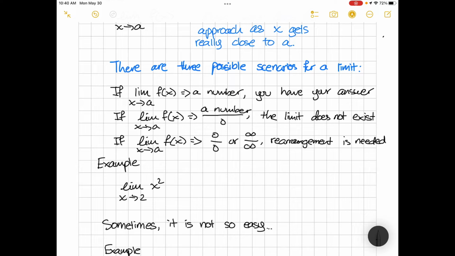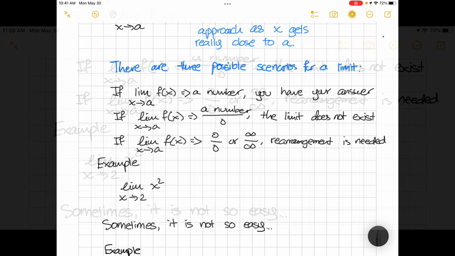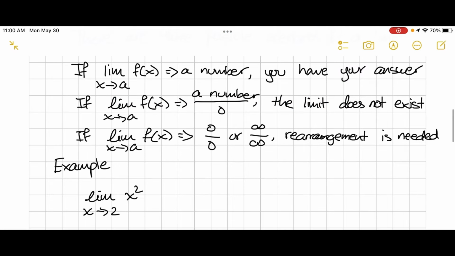And then third scenario, if the limit as x approaches a of f of x gives 0 over 0 or infinity over infinity, these two forms are what is known as indeterminate. And if you get one of these forms, you need to algebraically rearrange. So let's do an example. So we have the limit as x approaches 2 of x squared, and as always, our first step should be to plug in the value. So if we do that, we will see that this limit goes to 2 squared, which is equal to 4. Therefore, the limit as x approaches 2 of x squared is equal to 4.